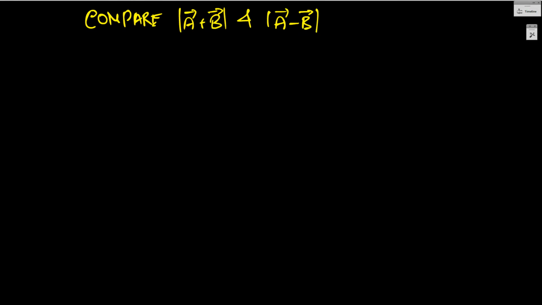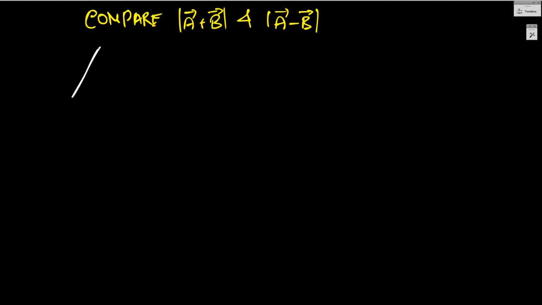In this episode, it's a short episode, I'm just going to compare the magnitude of A plus B with the magnitude of A minus B. So you get some idea about which vectors are going to be bigger. So let's do it, okay? Let's start with a simple example again.